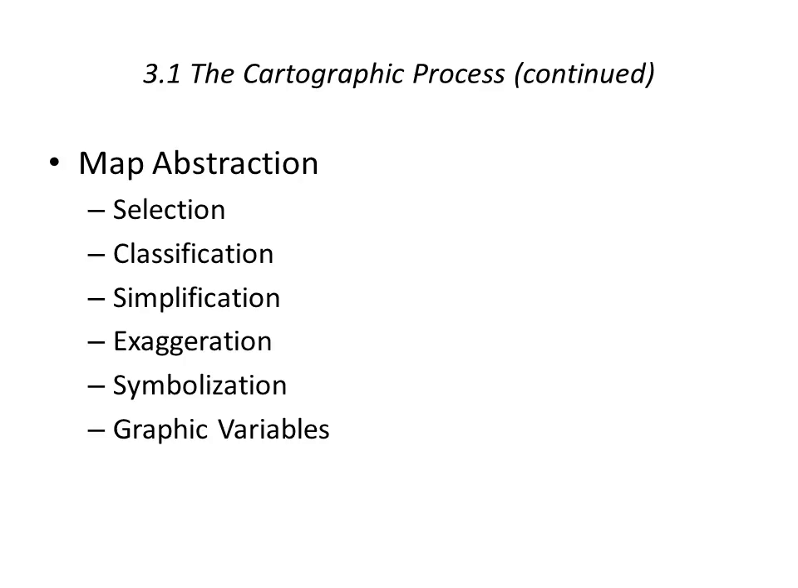Under the category of map abstraction, there are several major points that we want to make. Selection, classification, simplification, exaggeration, symbolization, and graphic variables are all factors that are important in the way that we deal with mapping.